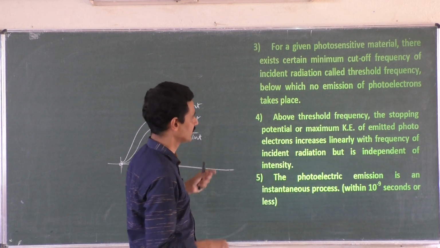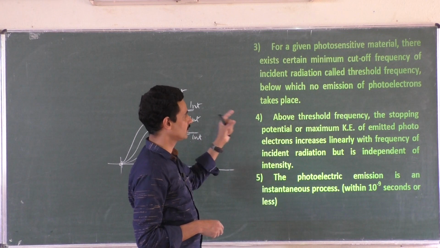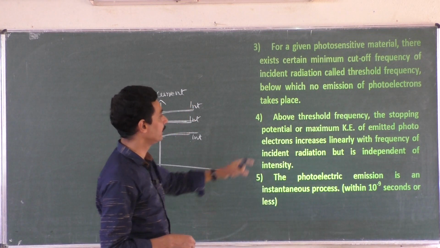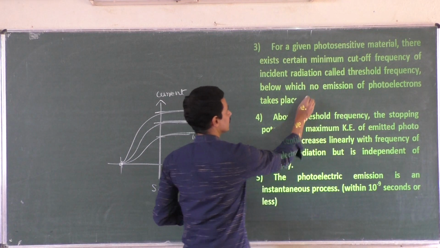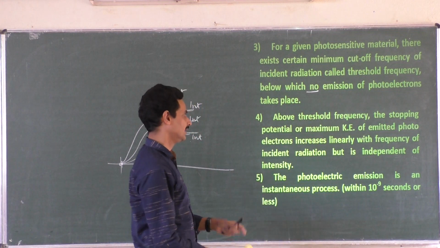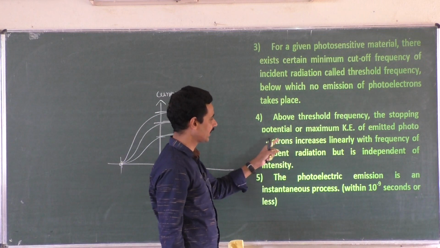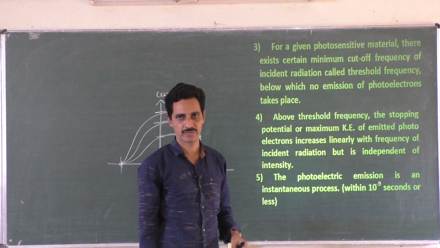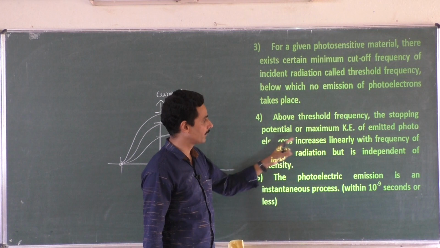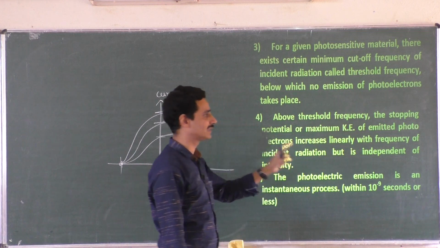So for a given photosensitive material, there exists a certain minimum cutoff frequency of incident radiation called threshold frequency, below which no emission of photoelectrons takes place. No photoelectric emission is possible below threshold frequency. That is simple. Fourth one: above threshold frequency, the stopping potential or maximum kinetic energy of emitted photoelectrons, because the more the kinetic energy, the more stopping potential you need, increases linearly with the frequency of incident radiation.